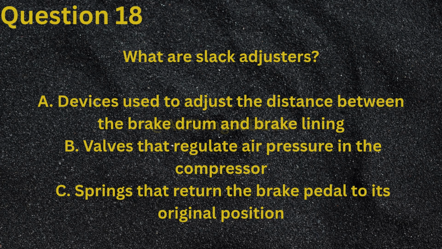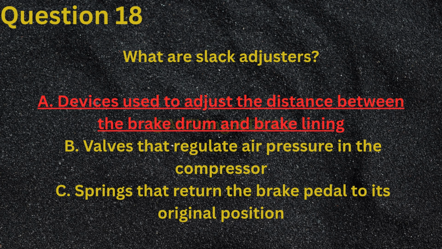What are slack adjusters? A. Devices used to adjust the distance between the brake drum and brake lining. B. Valves that regulate air pressure in the compressor. C. Springs that return the brake pedal to its original position. A. Devices used to adjust the distance between the brake drum and brake lining.